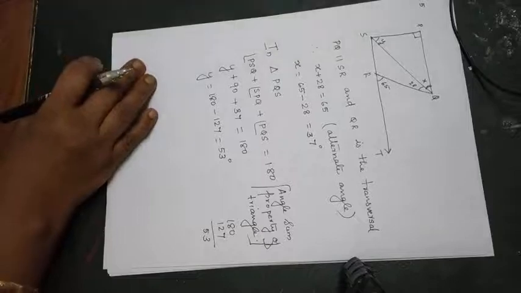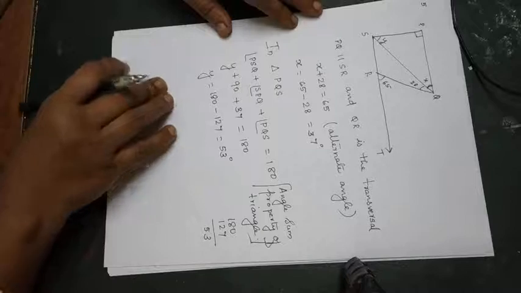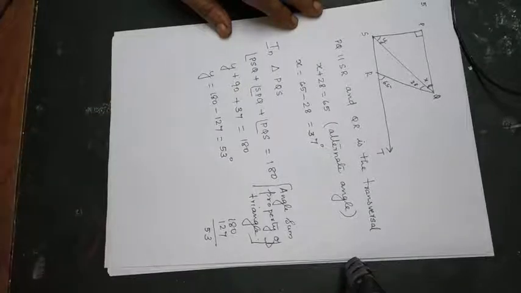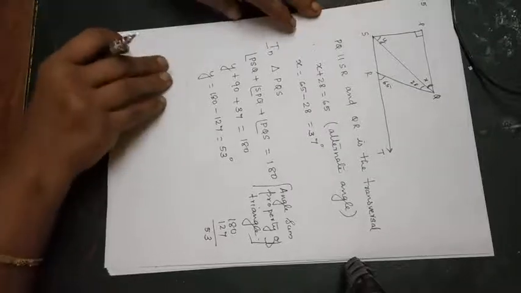Now, sixth one. In figure 6.44, the side QR of triangle PQR is produced to a point S. If the bisectors of angle PQR and angle PRS meet at point T, then prove that angle QTR is equal to half of angle QPR. So let us draw that figure first.